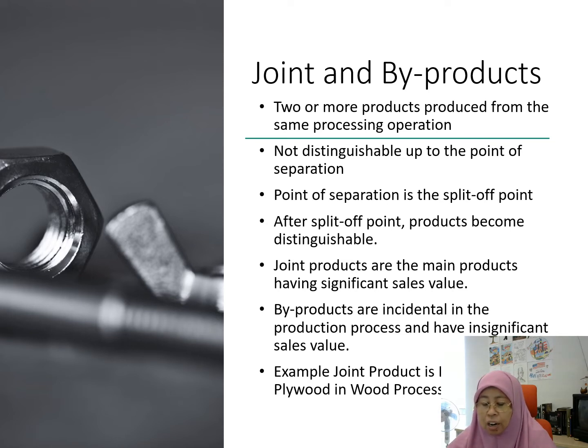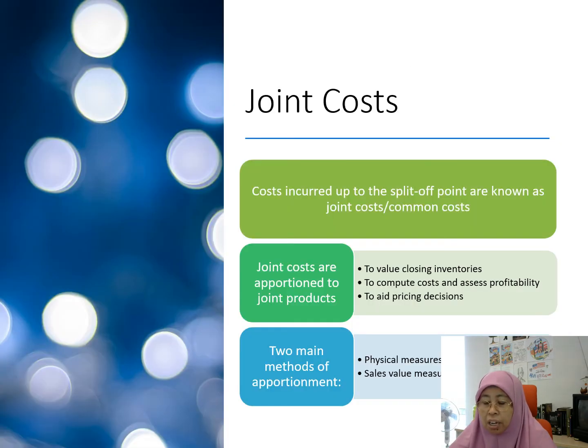So any outputs having insignificant economic value and which are not primarily intended to be manufactured are called byproducts. So this differentiation is needed because of the difference in the cost allocations between byproducts and joint products. So costs incurred up to the split off point are known as joint cost or common cost.